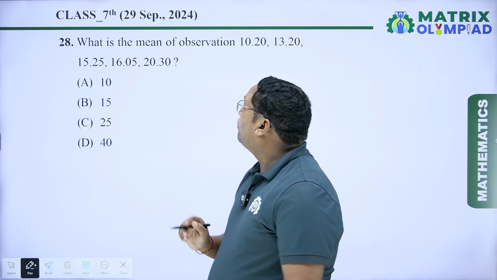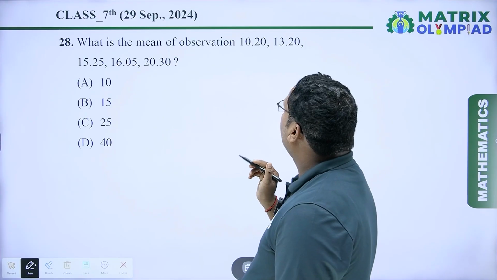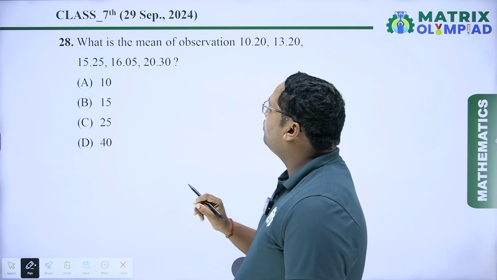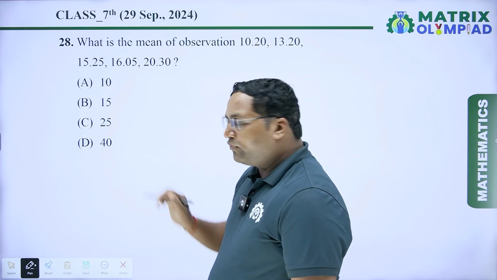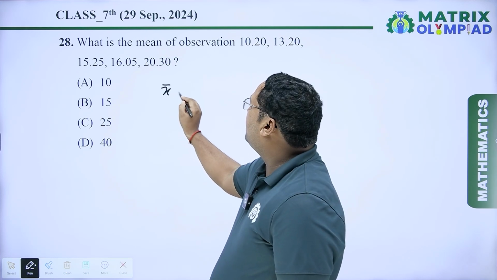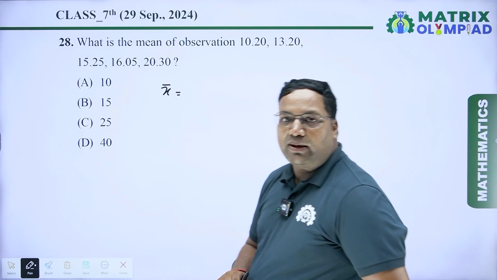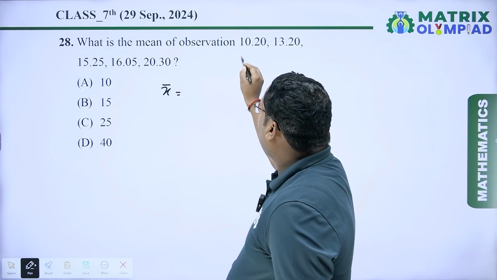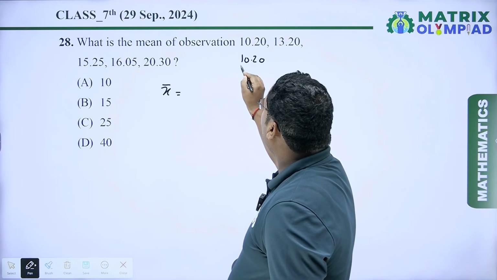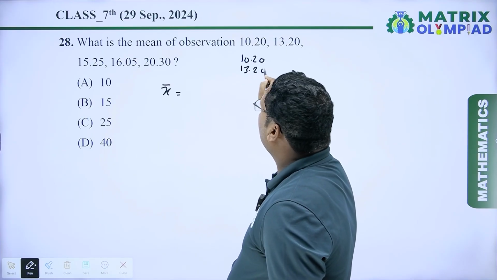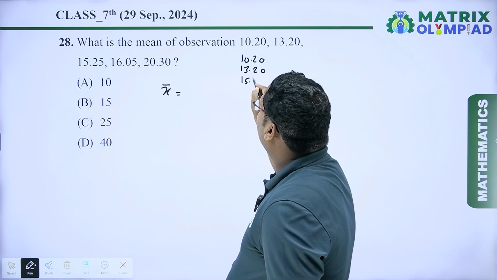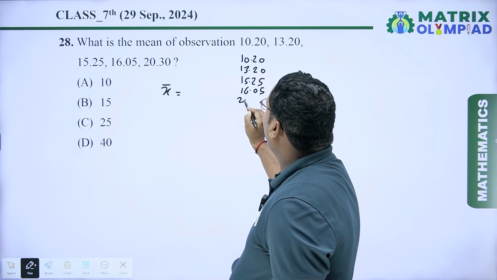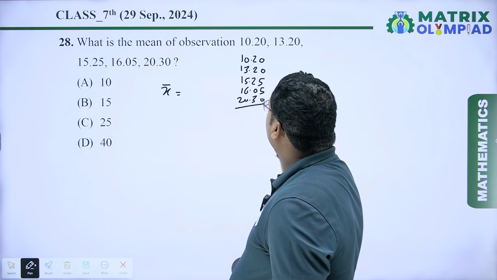Question number 28. What is the mean of the observation 10.20, 13.20, 15.25, 16.05 and 20.30? So we know the formula of mean. Mean x bar equal to sum of the observation divided by total observation. So here we have to add all the observation. So let's add. It is 10.20, 13.20, 15.25, 16.05 and 20.30.